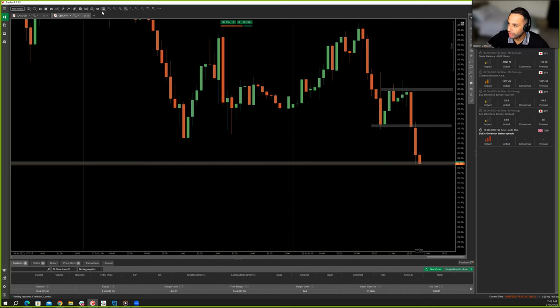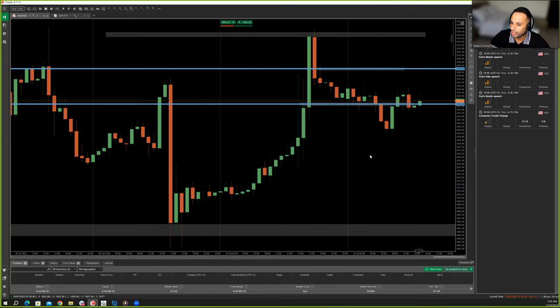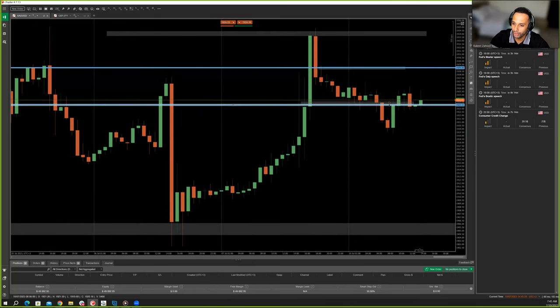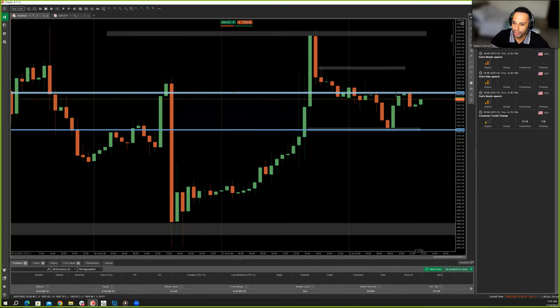Let's take a look at gold here for a sec. So gold is just ranging. Nothing has really happened on gold. We maybe broke below this area, came back into the range, and it's just tough. Gold is in a very, very tough position.